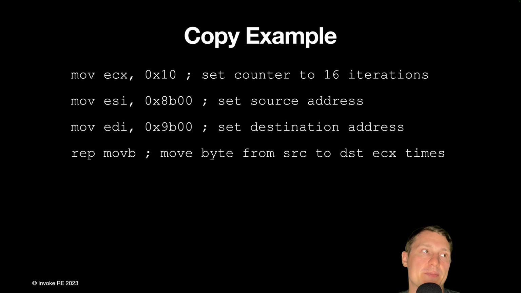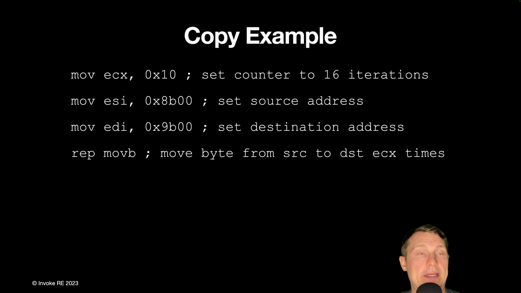So here's a copy example. In order for a copy operation to occur, we have to do a number of setup steps. As mentioned earlier, ECX is commonly used as a counting register, which it is here. So we set ECX to 16, or hex 10. Then we are setting the source address of the operation to hex 8B00, and that's being moved into the ESI register. And as the destination address, we are setting hex 9B00 into the EDI register.